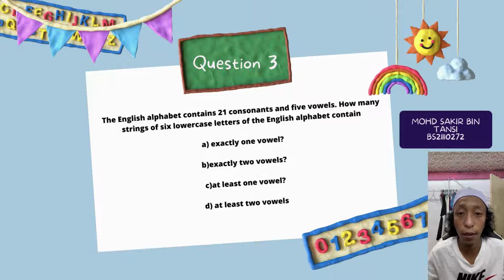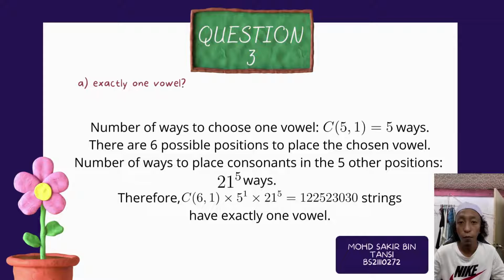The English alphabet contains 21 consonants and 5 vowels. How many strings of 6 lowercase letters of the English alphabet contain: A, exactly 1 vowel; B, exactly 2 vowels; C, at least 1 vowel; D, at least 2 vowels? So we move to question A, exactly 1 vowel.